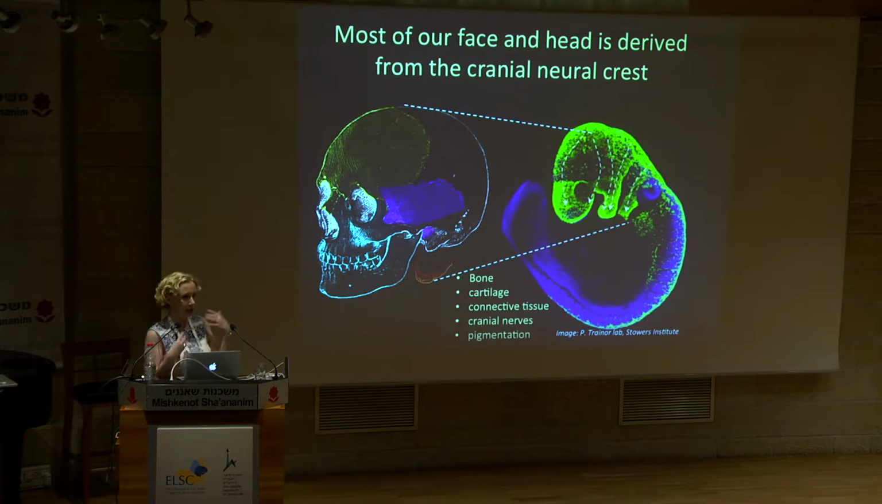And in particular, in the cranial region, these cells, upon arriving at their destinations, can differentiate to over 100 different cell types, including bone, cartilage, and connective tissue. And this is very unusual because, of course, elsewhere in the body, bone and cartilage are derived from the mesoderm. And here we have an unusual situation where there is ectodermally derived mesenchyme in the head region. And the contribution of these cells is such that, in fact, most of our face and head is derived from the cranial neural crest cells.